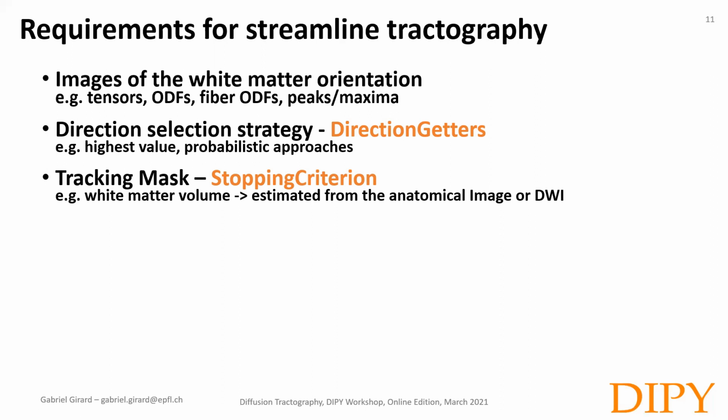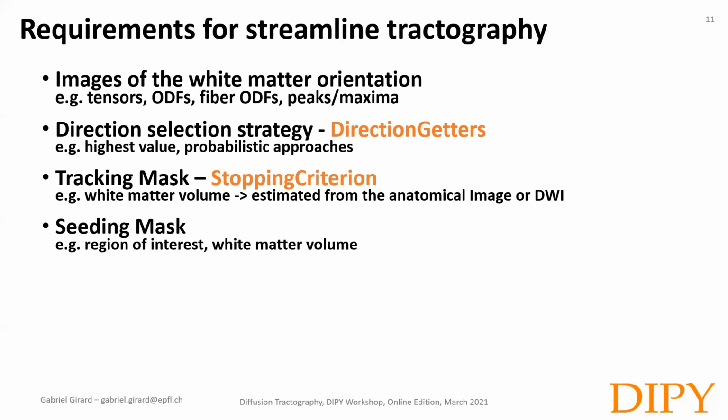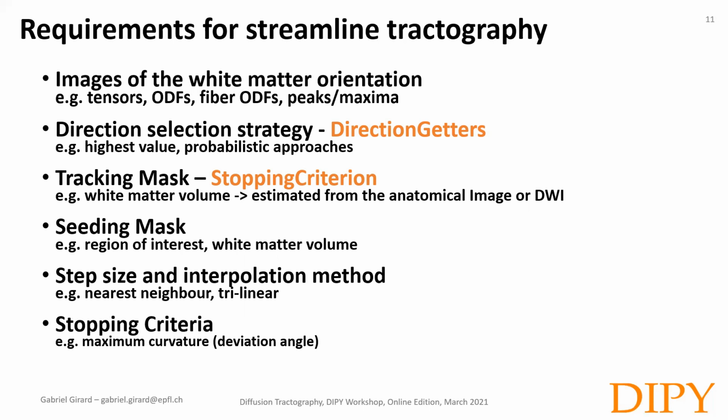Then we need a tracking mask or stopping criterion to stop the propagation of streamlines, for instance, when they exit the white matter volume or reach a region of interest. Moreover, we need to define where the tractography starts, the seeding mask. This can be the whole white matter volume, the white matter-gray matter interface, or a specific region of interest. Finally, we have to define parameters of the tracking algorithm, such as the way the data is interpolated, the step size of the streamline propagation, and some additional criteria, such as a maximum curvature to reconstruct smooth trajectories in the white matter.